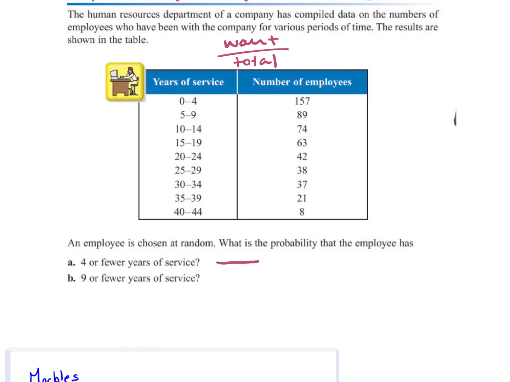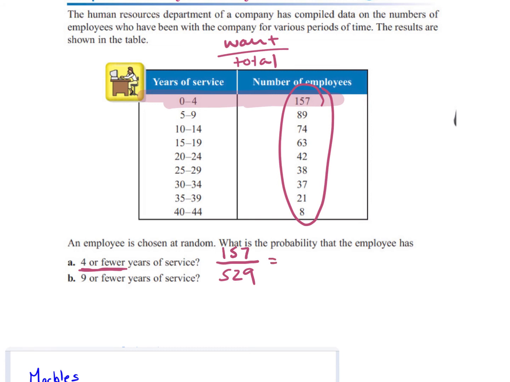So what's our total number of employees? How do we find the total? We add all of these up together. What do we get when we add them? 529. And then we want 4 or fewer years of service. So what number do we need to look at for 4 or fewer years of service? 157. So what we want is 157, so that goes on top.